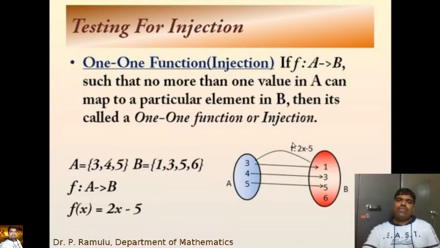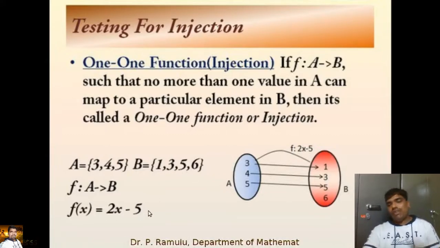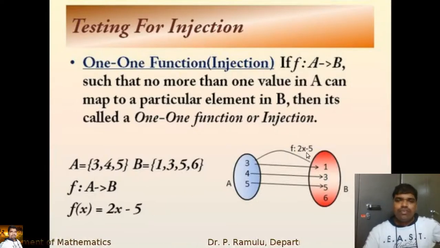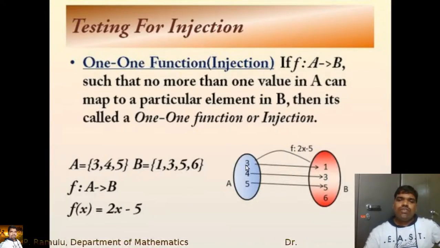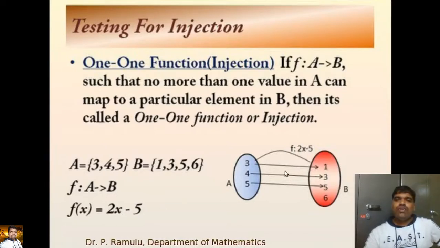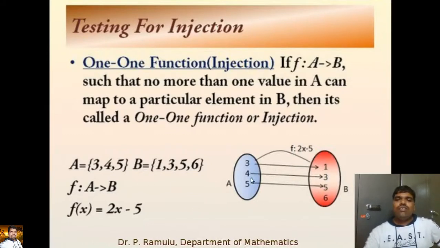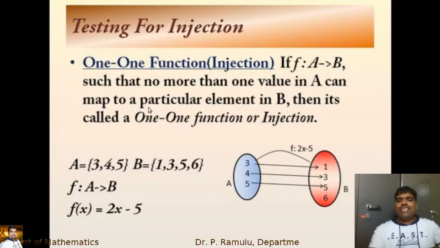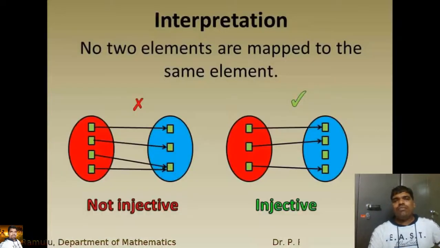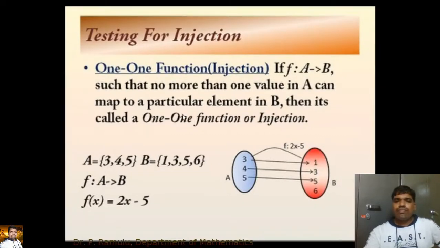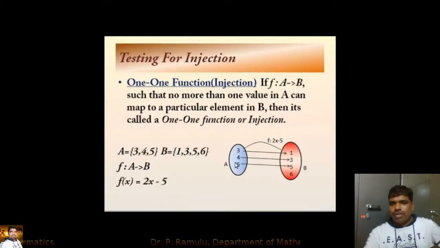Therefore, it is one-to-one. The map is f of x equals 2x minus 5. Put x equal to 3: 2 into 3 is 6, minus 5 equals 1. Put x equal to 4: 2 into 4 is 8, minus 5 equals 3. For 5, 10 minus 5 equals 5. So this is one-to-one. Distinct elements have distinct images, therefore it is an injective function. See, here distinct elements have distinct images: 3 goes to 1, 4 goes to 3, 5 goes to 5. Different elements have different images.